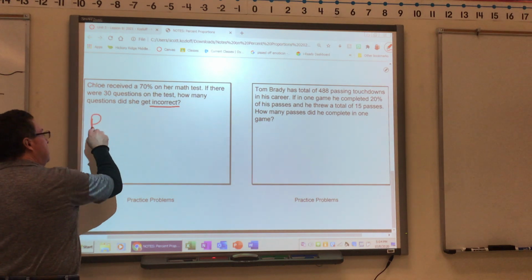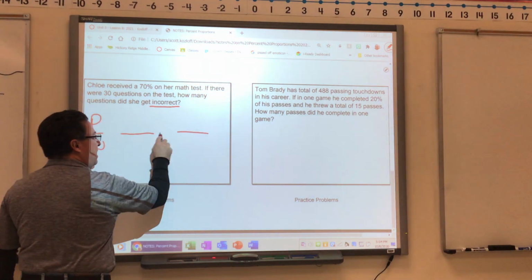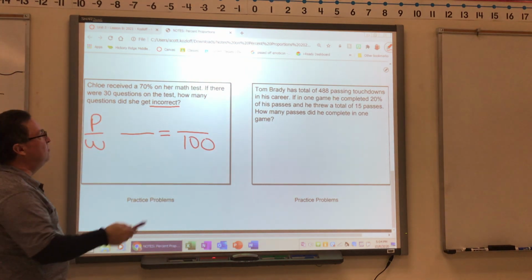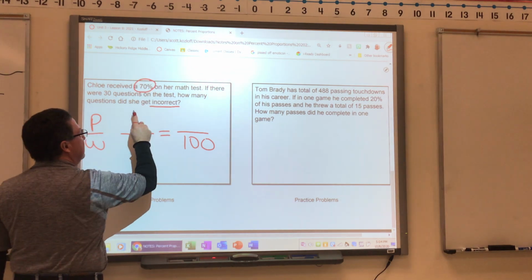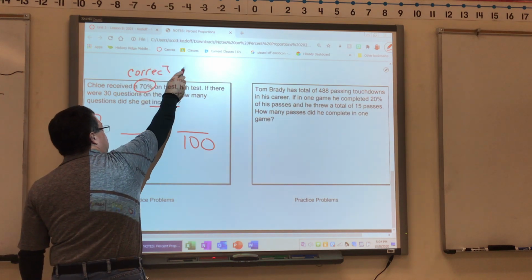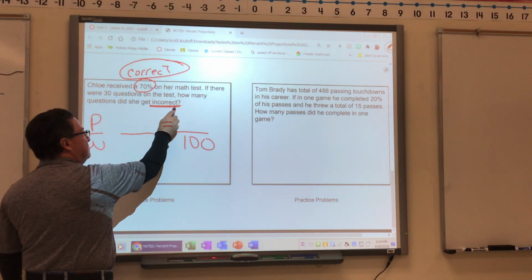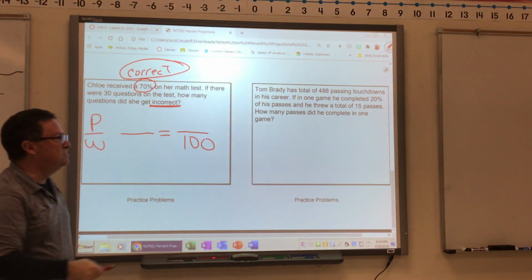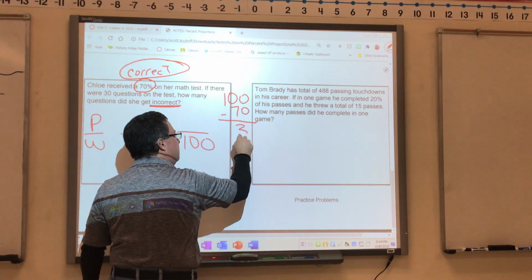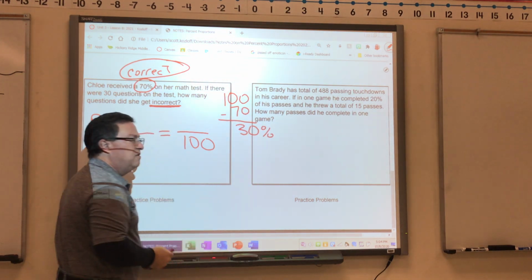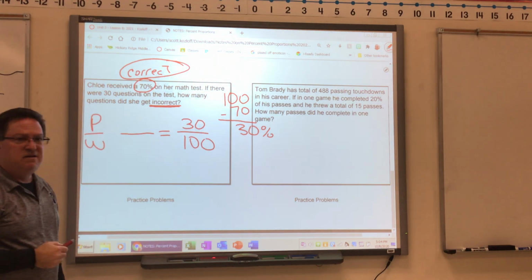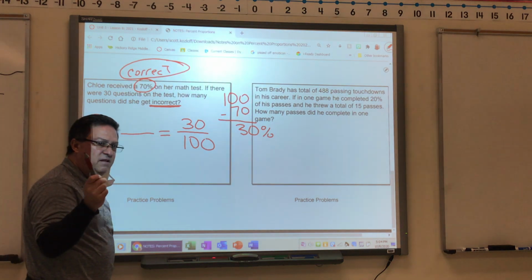We're still going to write part and whole. We're still going to make our proportion, and we're still going to write a 100 here. The difference, though, is she got 70% on her math test. Those are correct answers. We want to know what answers were incorrect. So if 70% were correct, and I subtracted 70 from 100, that would tell me the percent that was incorrect. So I'm going to save myself a step and put a 30 here instead of a 70. You have to read the question.